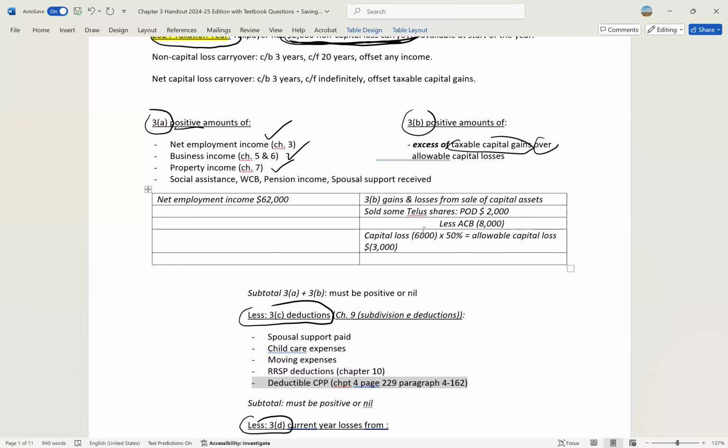Now, remember, 3B must be positive or nil. It cannot be negative. So if that is the only transaction we have for 3B, the 3B amount will be 0.